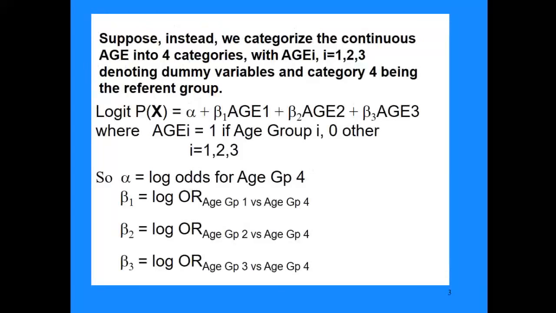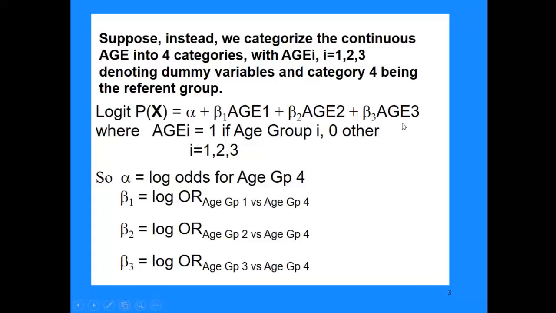Okay. Suppose instead we categorize the continuous variable age into 4 categories, age i, with i going from 1 to 3 denoting dummy variables, and category 4 being the reference group. So suppose we fit this model. Logit P of X equals alpha plus beta 1 age 1 plus beta 2 age 2 plus beta 3 age 3. So putting in 3 dummy variables for 4 categories.